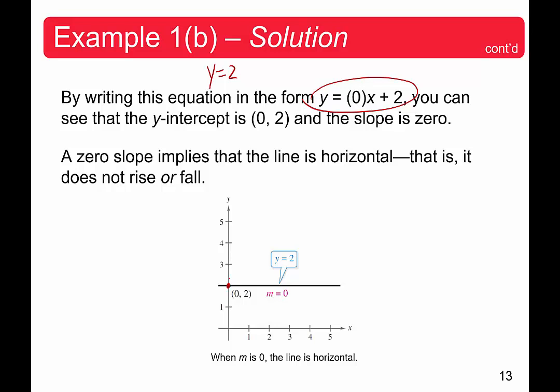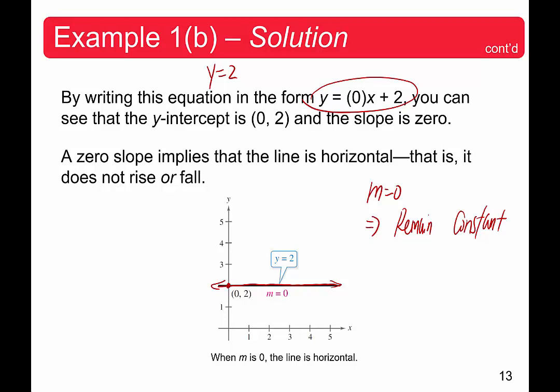Slope equal to 0 means it doesn't go up or down, so it remains flat, and that's why we have a horizontal line, right? It remains constant. So it remains flat, and we get a horizontal line.